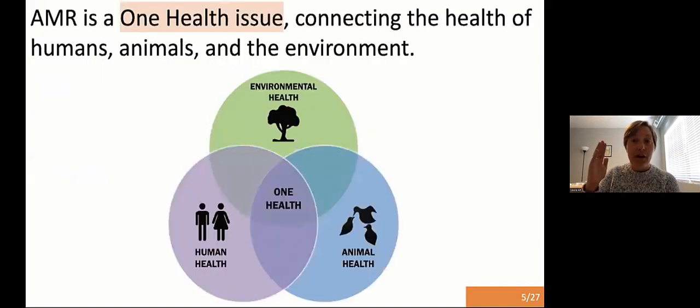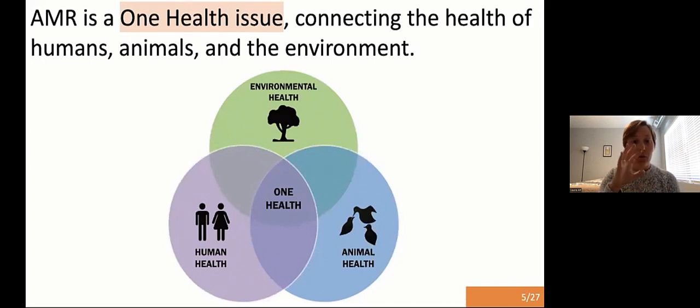Okay, so I just took you through a bunch of information, essentially letting you know that antibiotic resistance is this big public health crisis and that it's really impacting human health. And I've essentially put all that effort into driving home this human health component. But in reality, the only way for us to really effectively combat AMR is to actually recognize it as a One Health issue, meaning that it connects the health of animals, humans, and the environment.